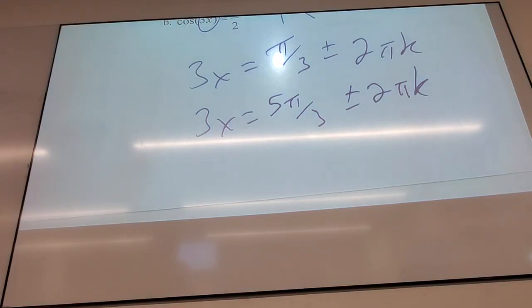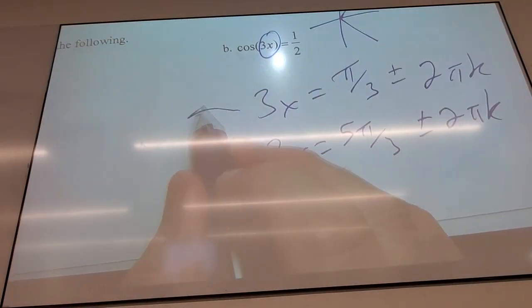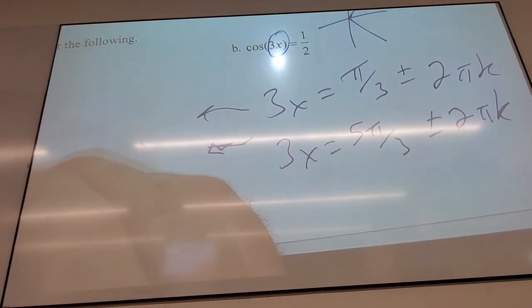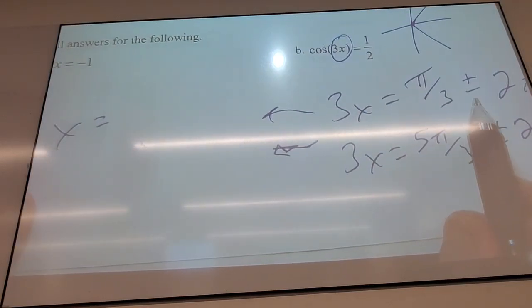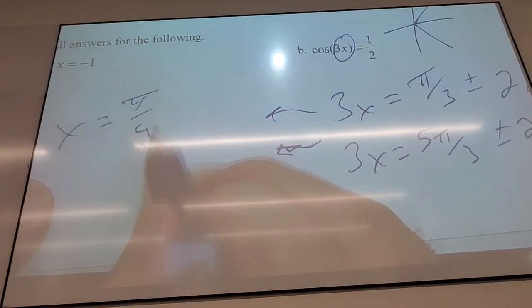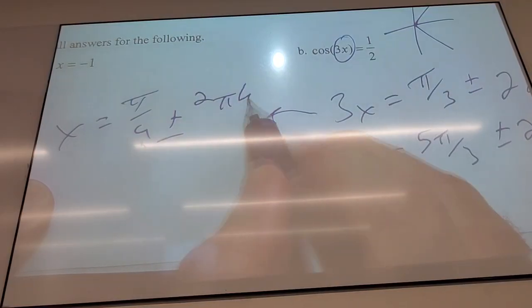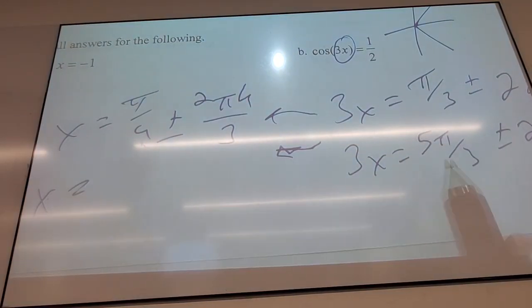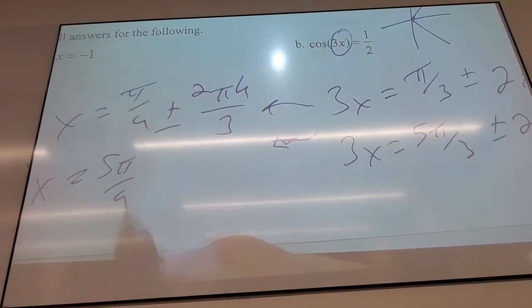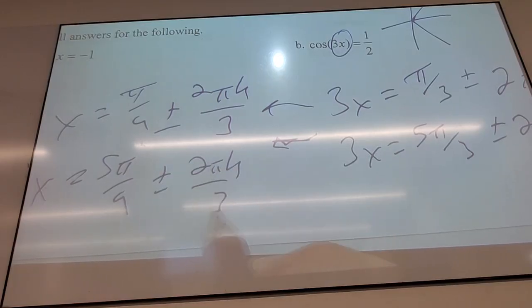Second step is, do I have the variable by itself yet? No, so I just get the variable by itself. So what do I have to do on each one of these? I'm multiplying by 1/3, or dividing by 3. So what does it become? I take a pi, cut it in thirds and cut it in thirds again, I cut it in ninths. Then here it's going to be 5 pi over 9, 2 pi k over 3.